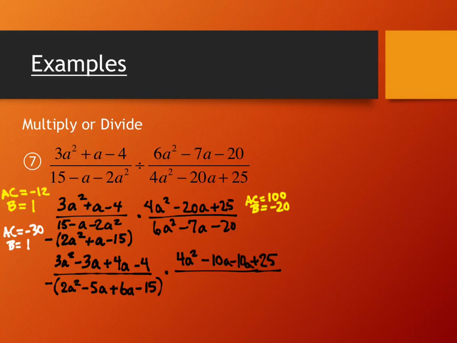Okay, last piece to factor. 6a squared minus 7a minus 20. A times c. Negative 120. And b, negative 7. Okay, I need two numbers that multiply to negative 120 and add to negative 7. Positive 8, negative 15. Excellent. So the 6a squared at the beginning will stay the same, and negative 20 at the end. And then what were my numbers again? Negative 15? And positive 8. Negative 15a and positive 8a.